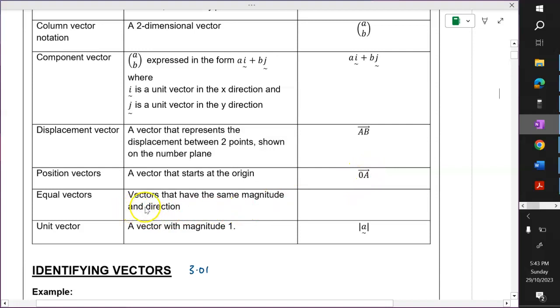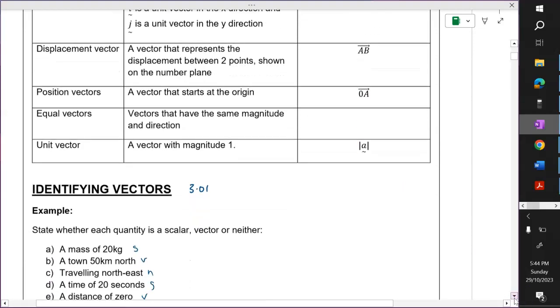Equal vectors. Vectors are equal if they have the same magnitude and are going in the same direction. We have a thing called the unit vector, which has a magnitude of 1. It's written like this. We're going to work it out soon, and we'll talk a little bit more about that as we go through. So there's some of the names and some of the language that we're going to have a look at, and you can look back on that as required as we go through the topic.